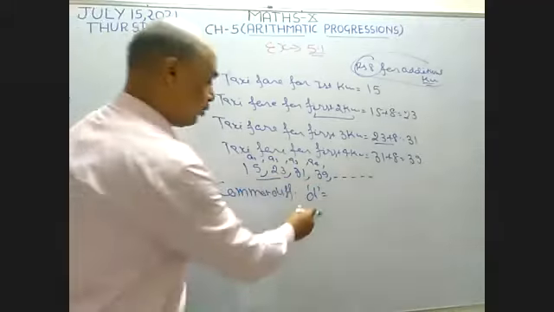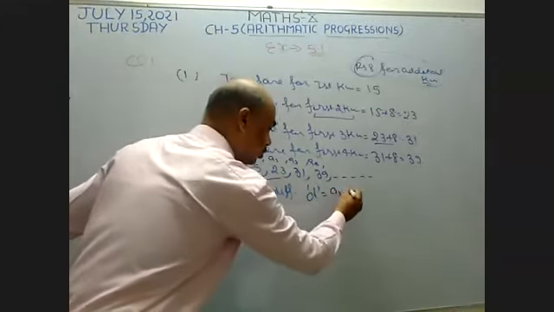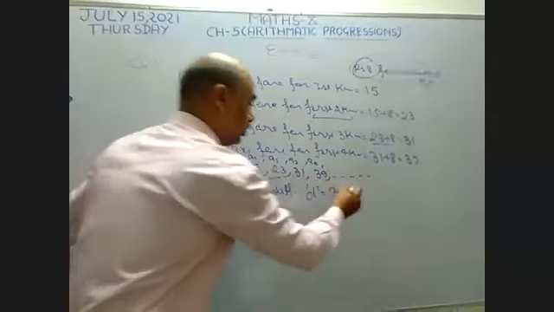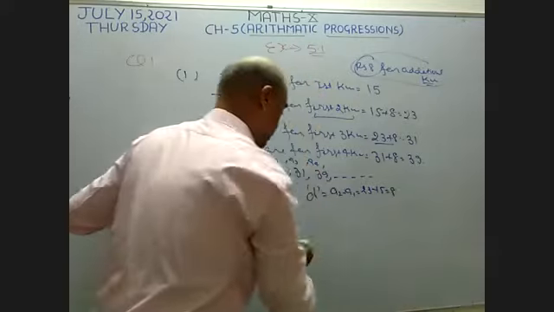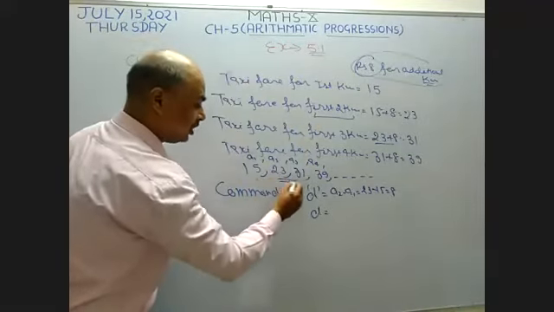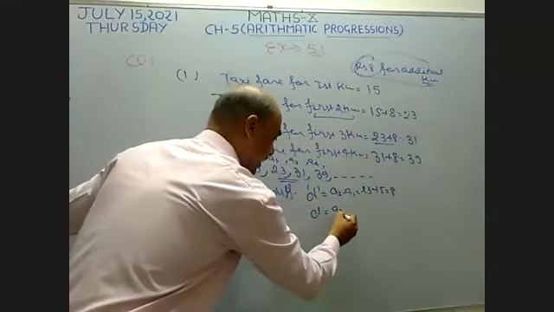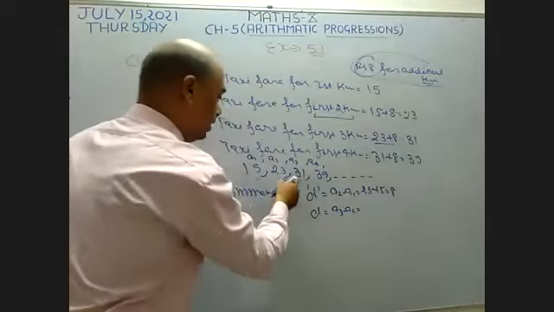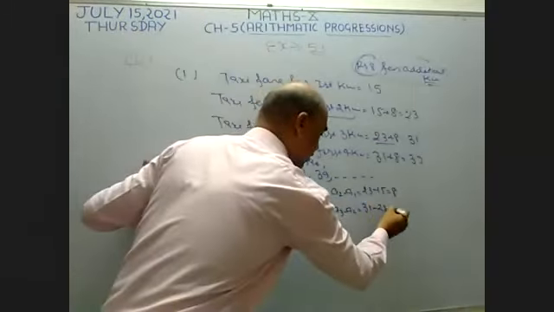Now I want to check the difference between the first two numbers. For the first two numbers, I write here A2 minus A1. So A2 is 23, A1 is 15, so this becomes 8. Now I want to check the difference between the next two numbers. I will check A3 minus A2. So I write here A3 minus A2. What is A3? A3 is 31. What is A2? 23.